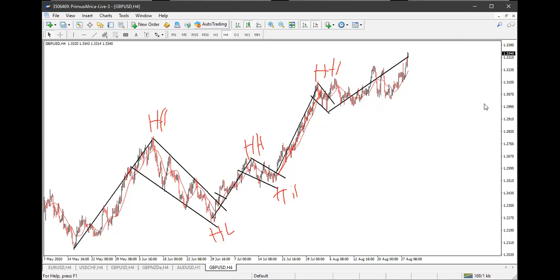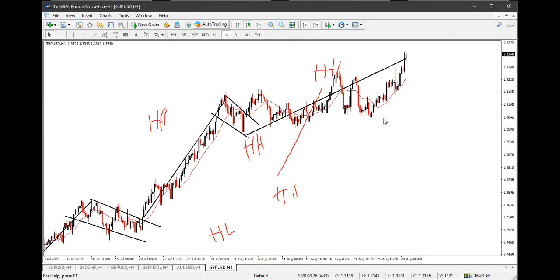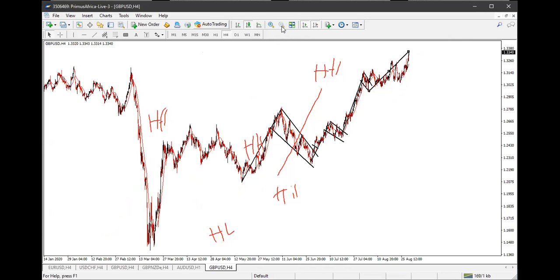Right here, let me zoom in. I'm going to assume that, from my analysis, this market is still going to go up a bit. Then it gives us either a reversal pattern or another wedge. So this can be your focus.